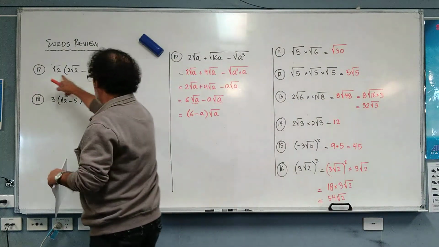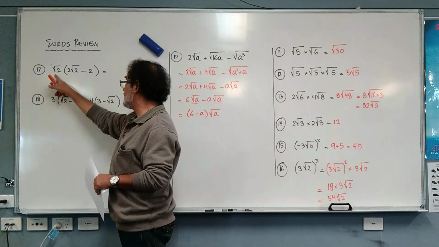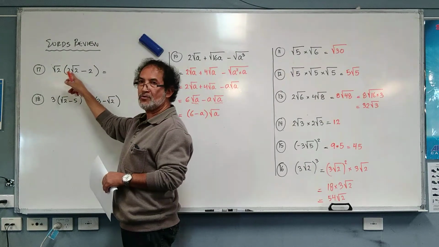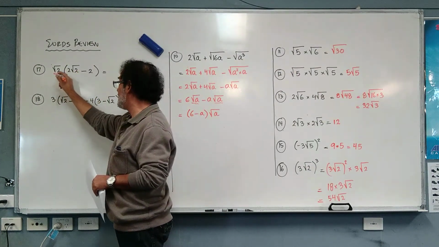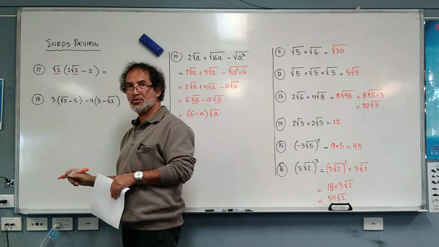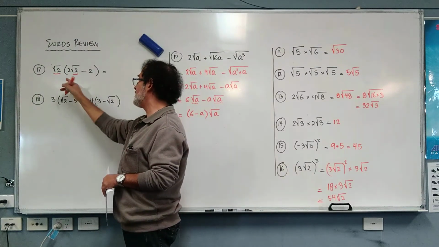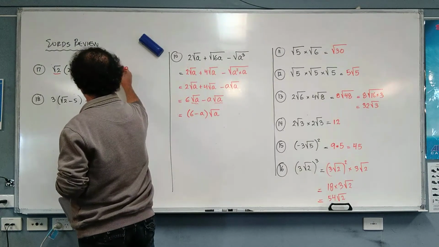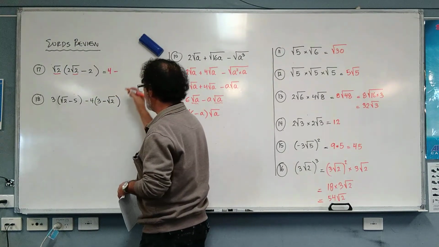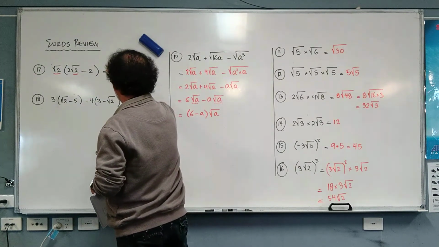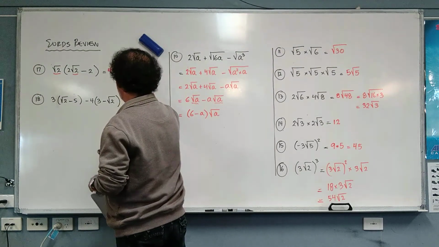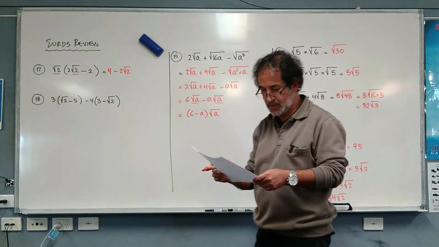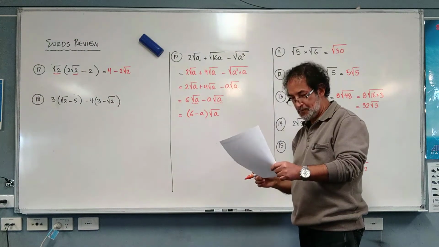Right, okay. So here we have to do root 2 multiplied by 2 root 2, and we know that when you multiply this by itself, it's just 2. So that means we're going to have to multiply 2 times 2, which is 4. That's it. And then take away 2 square root of 2. Okay, so that is basic multiplication.